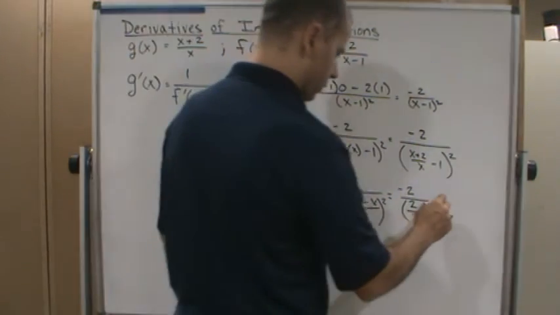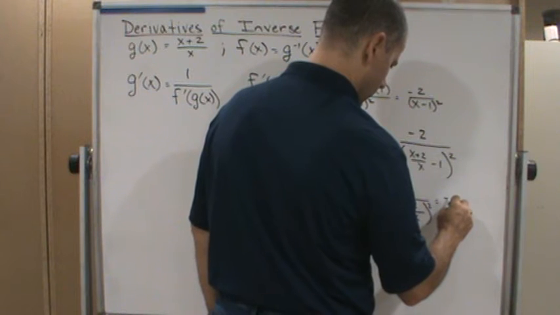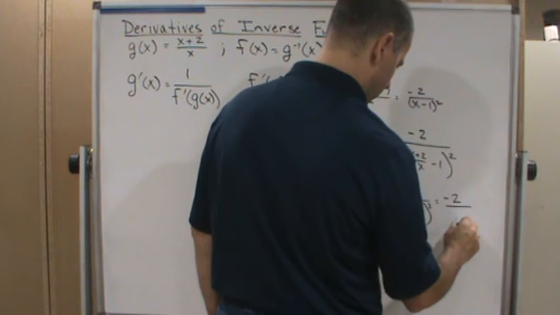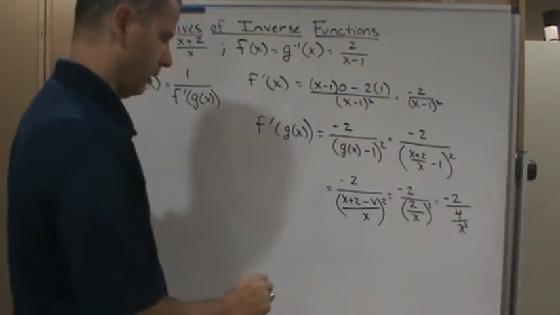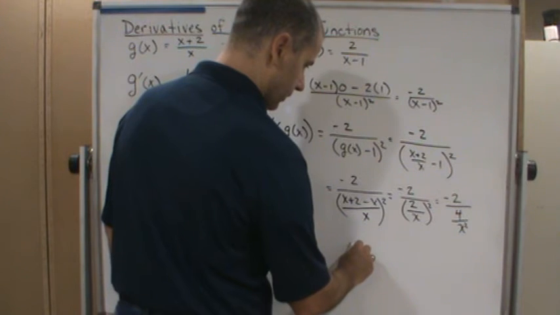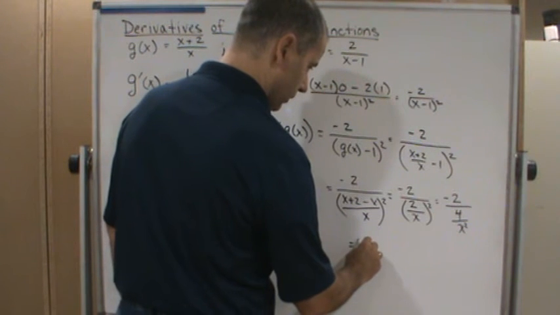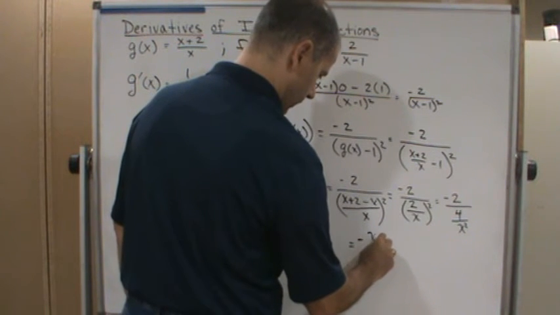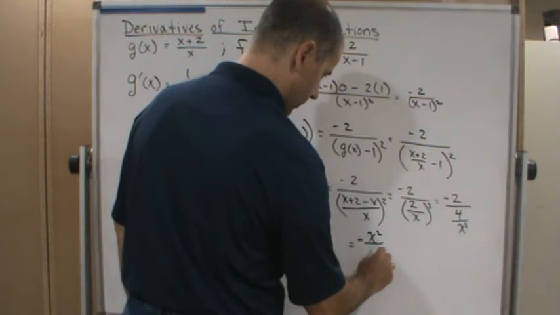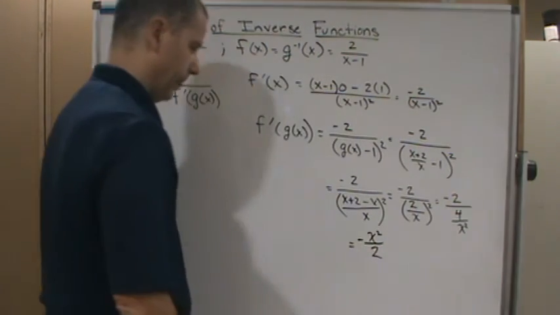And so then this is going to become -2 over 4 over x squared. And then this is going to become negative x squared over 2.